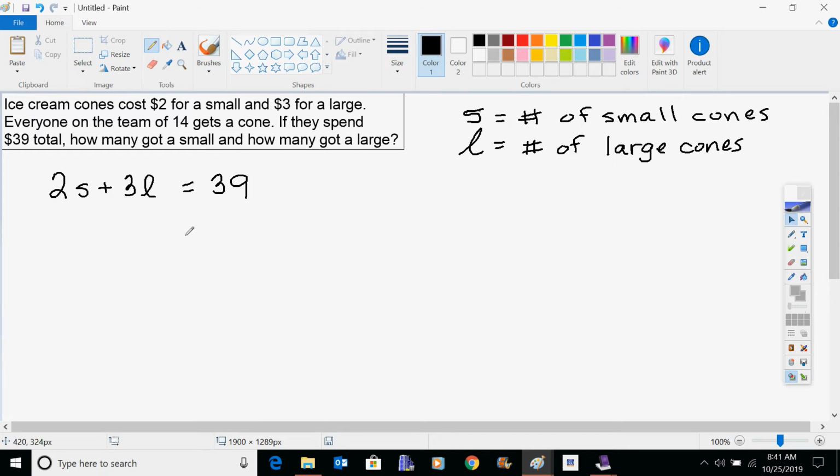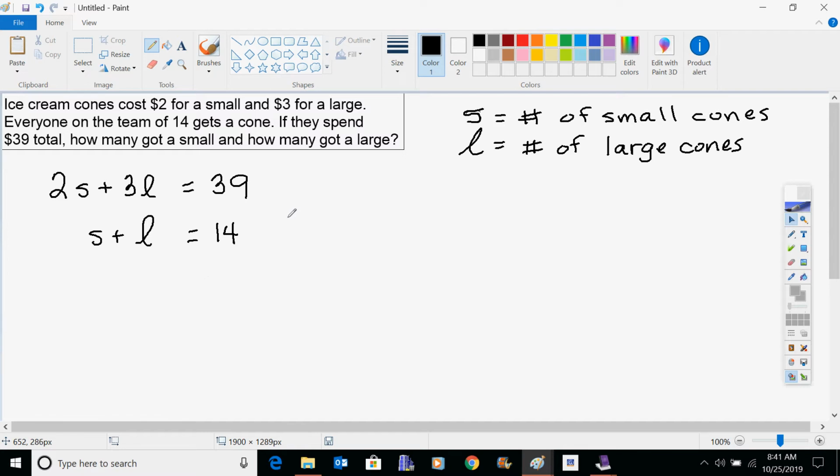14 altogether. So that implies that what equals 14? 14 altogether means we're doing what with these numbers? Adding them. So S plus L, the number of smalls plus the number of larges, equals 14. Now they are equations in two variables.